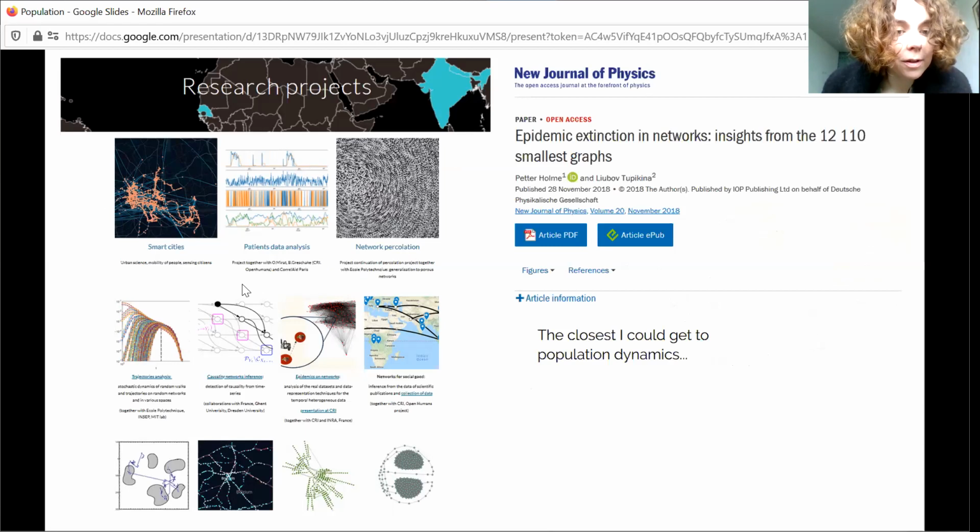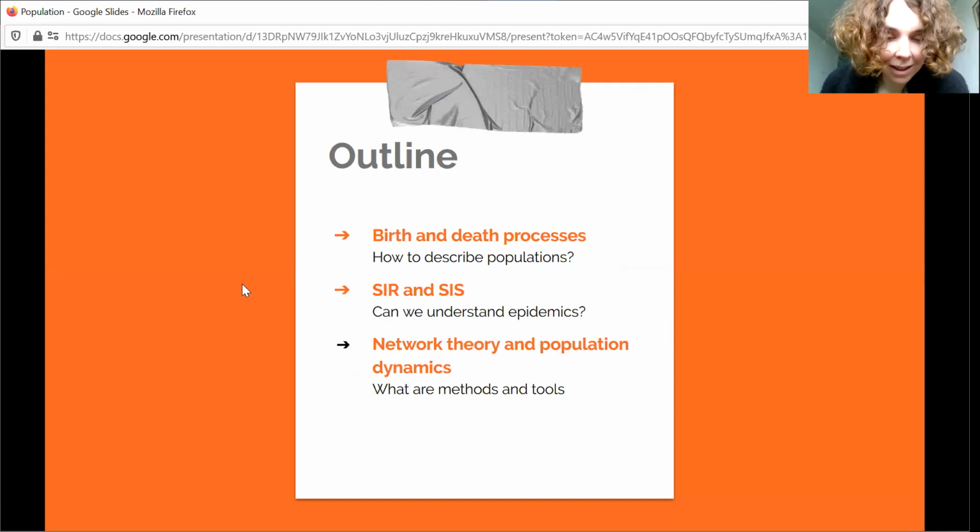But essentially the main outline of the lecture today will be three main topics: birth and death processes, which is related to population dynamics description in general. Then we will briefly talk about understanding of epidemic spreading in populations and also populations modeled by networks. And the third additional part will be network theory with respect to population dynamics: how network tools can be helpful for understanding population dynamics.